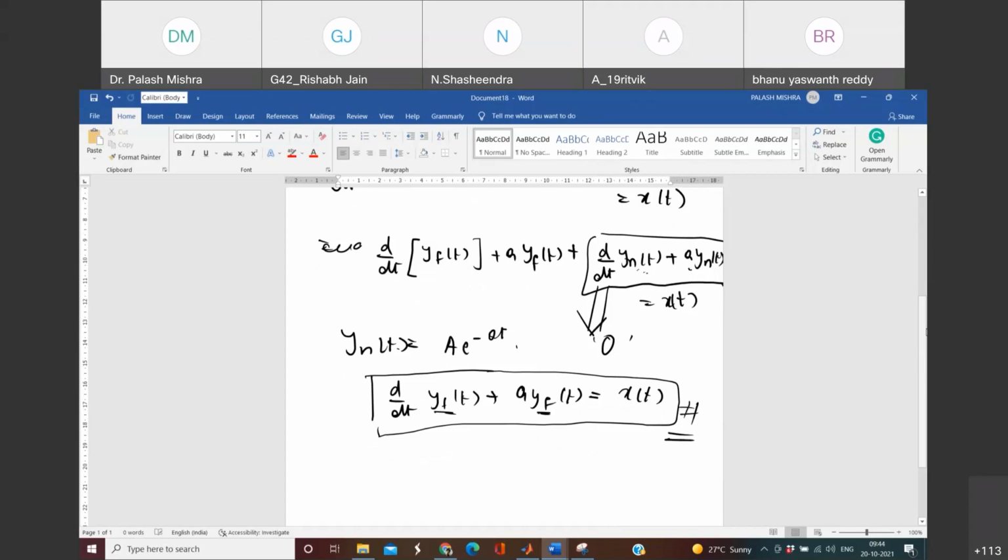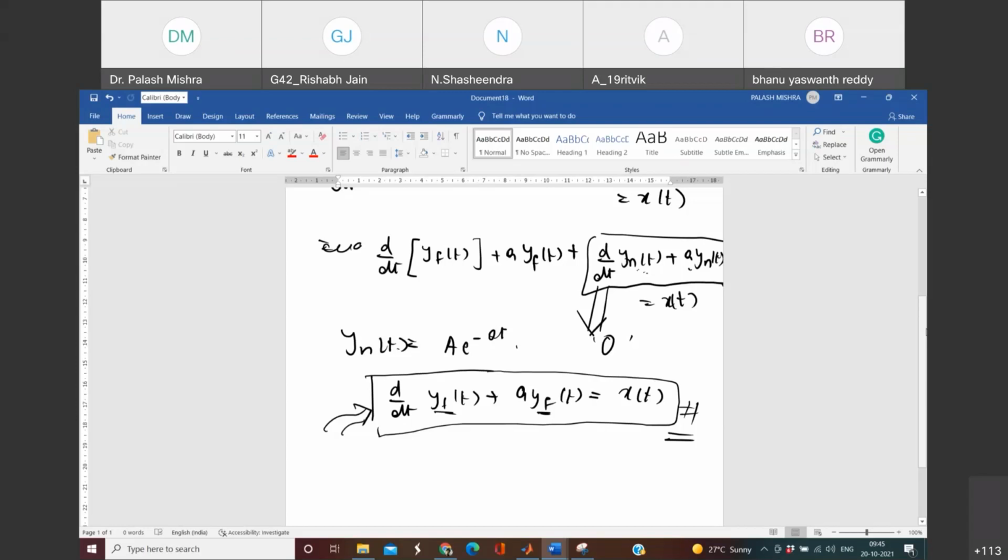Whatever your natural response is, it is not at all important, but the forced response of the system will directly satisfy its own differential equation. That is what this point means. This concept will come into the picture and help you when you are solving some questions. You have to find the values of several constants, and for that you will need this concept. Keep this concept in mind.